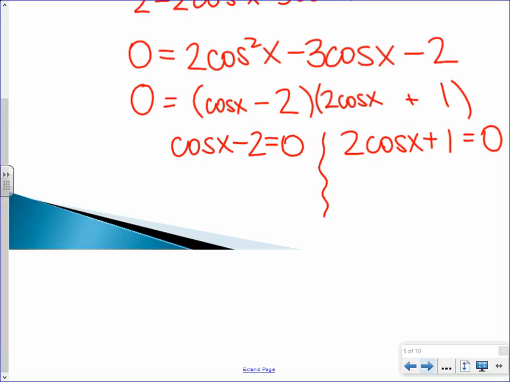Okay? So now we have 2 mini equations we need to solve. Would you like to start on the left or the right? I'll let you guide me. Left? On the left side, we have cosine of x equals 2. Okay, when is a cosine equal to 2?